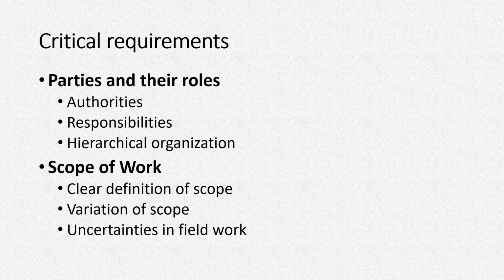Then variation of scope means that sometimes whatever was mentioned in the contract document may vary in the field. That means some additional items may come in and some items may not be necessary when you go to the field. So what will happen when the scope varies?